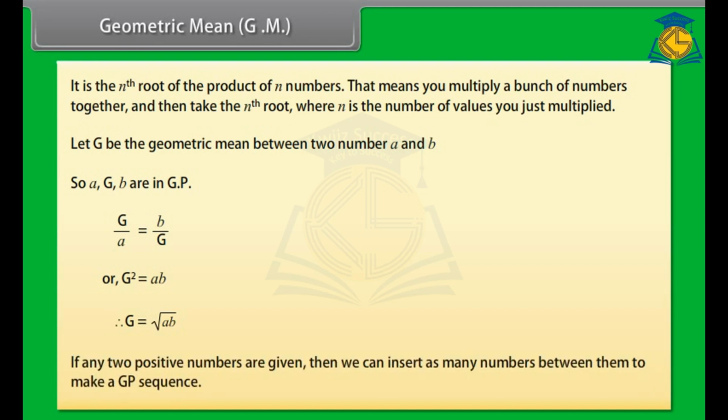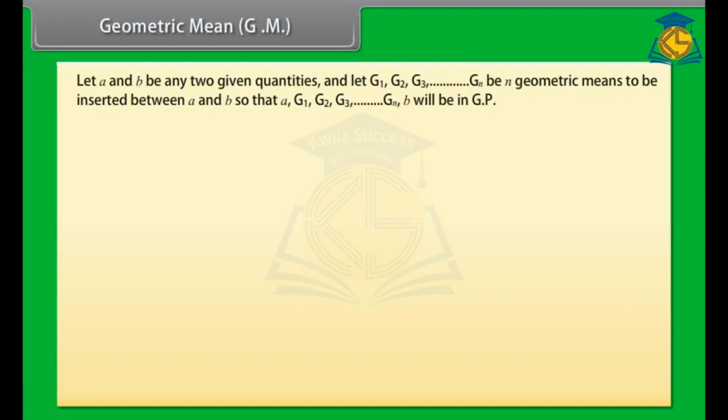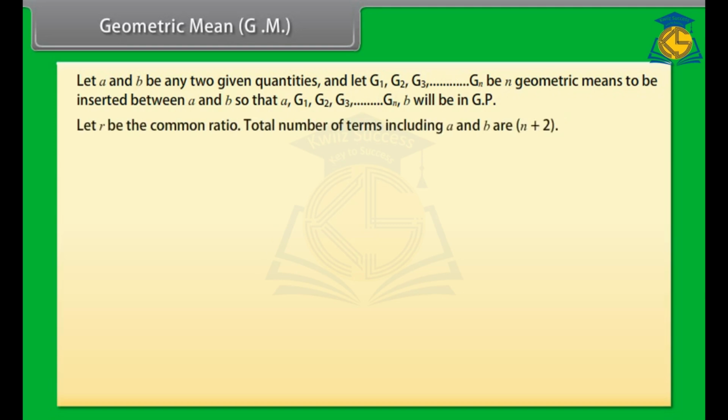If any two positive numbers are given, then we can insert as many numbers between them to make a GP sequence. Let a and b be any two given quantities, and let G1, G2, G3 up to Gn be n geometric means to be inserted between a and b, so that a, G1, G2, G3 up to Gn, b will be in GP. Let r be the common ratio. Total number of terms including a and b are n plus 2. The last term b is equal to a into r raised to power n plus 1.